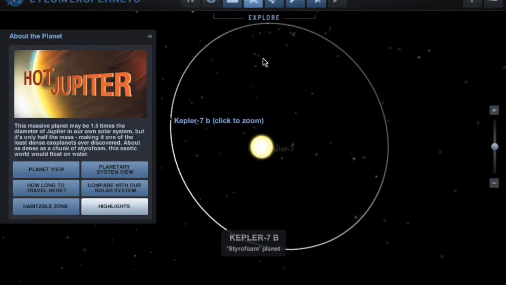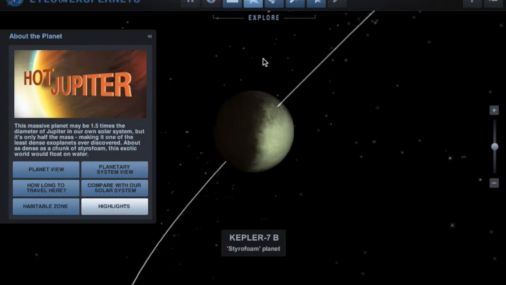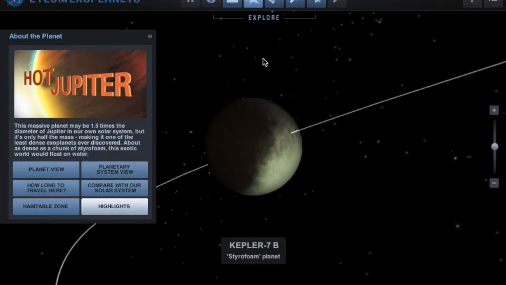Its mass is about 0.43 times the mass of Jupiter's, while the radius is equal to that of almost 1.5 Jupiters. It's one of the least dense exoplanets found so far, and it's actually said to be as dense as a chunk of styrofoam and could even float on water.